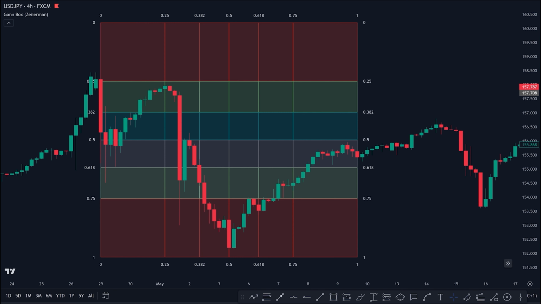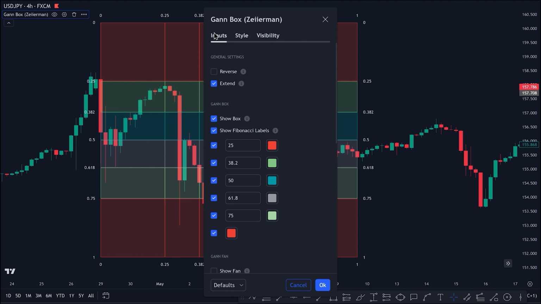Now, let's delve into the other components of the Gann indicator by adjusting the settings. In the input settings, you will find various options to customize the indicator. The reverse setting changes the orientation of labels and calculations within the Gann box, providing alternative analytical perspectives. This can be useful in different market conditions or analysis scenarios.